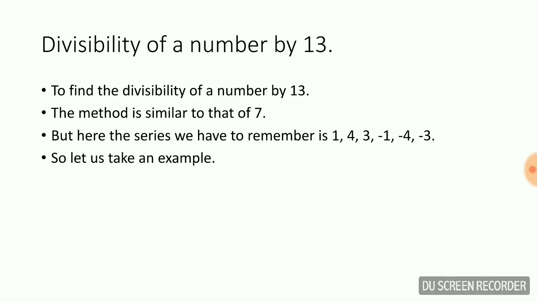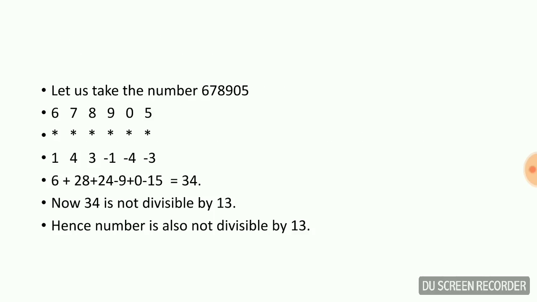Now take an example of it also. Let us take the example of 6 7 8 9 0 5. Simply write 6 7 8 9 0 5. Below that, write our series 1 4 3 minus 1 minus 4 minus 3. Now 6 into 1 is 6, 7 into 4 is 28, 8 into 3 is 24, 9 into minus 1 is minus 9, 0 into minus 4 is 0 itself, 5 into minus 3 is minus 15.